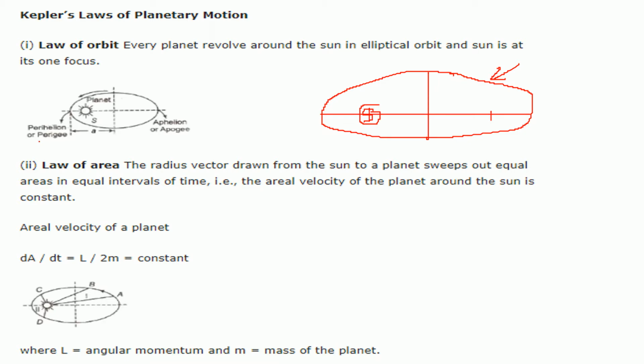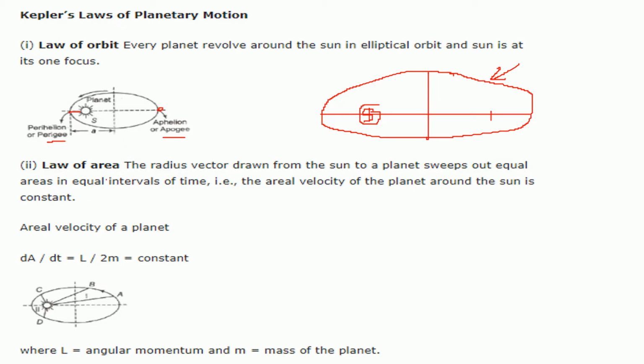This is known as the perigee or perihelion. This point is known as the apogee or aphelion. The planet is nearest to the Sun at perigee. It is farthest from the Sun at apogee.